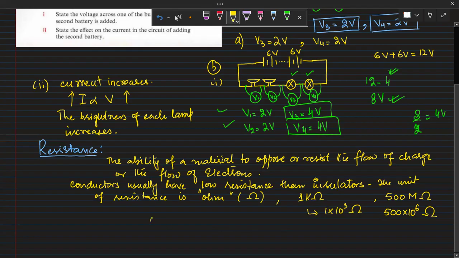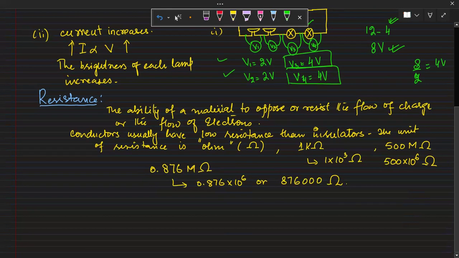We can also write it in this form, 0.76 mega ohms. So you can write it this way, 0.76 into 10 to the power 6, or you can move this power of 10 and shift the decimal to the right, so that's going to be 1, 2, 3, 4, 5, and 6 places. Either of the ways you can use.